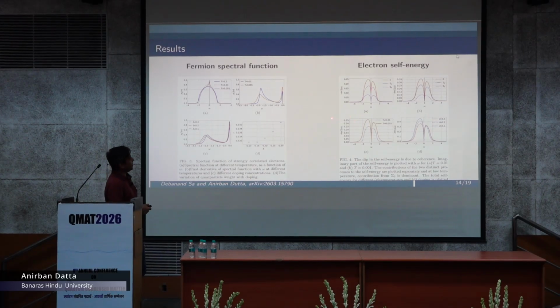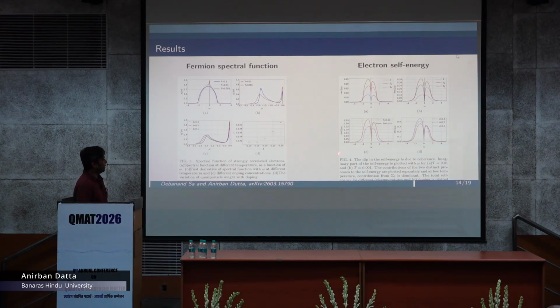The next thing I have plotted is the electron self energy. We can see that at low temperature, the self energy becomes zero at zero frequency. These are two different temperatures, and this is the lowest temperature. At the lowest temperature, the contribution from sigma 2 in the self energy has increased. This blue dotted line is the contribution coming from sigma 2, so the two-boson process becomes important at certain low energy.